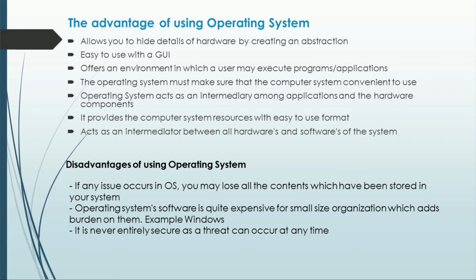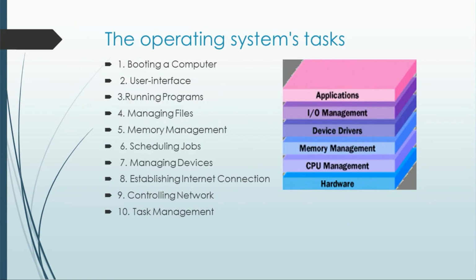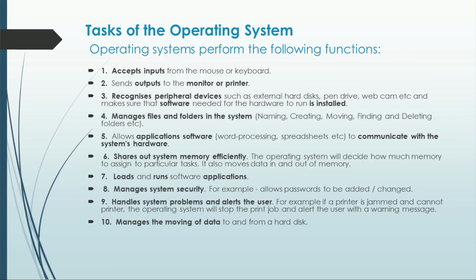Now let's talk about the disadvantages of operating systems. Operating system software is quite expensive, which is a burden for small organizations. For example, Windows is never entirely secure, as a threat can occur at any time. The operating system's tasks: building the computer user interface, running programs, managing files, memory management, scheduling jobs, managing devices, and controlling network task management.